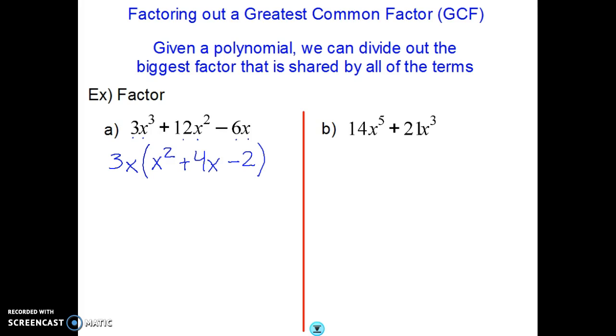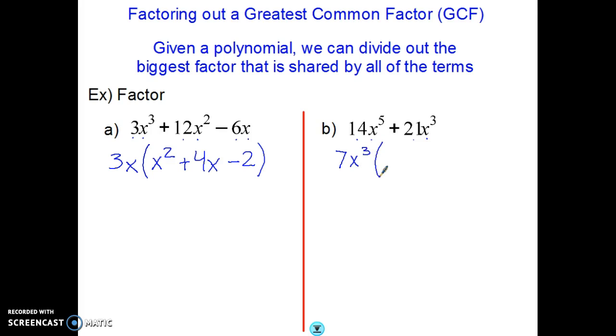In example B, similar problem. Start with the numbers this time. We can see that if I'm looking at 14 and 21, the biggest number that divides evenly into both of those is 7. And the highest power of x that divides evenly into x to the 5th and x to the 3rd is x to the 3rd. Pretty much you just grab the lowest power on your variable.